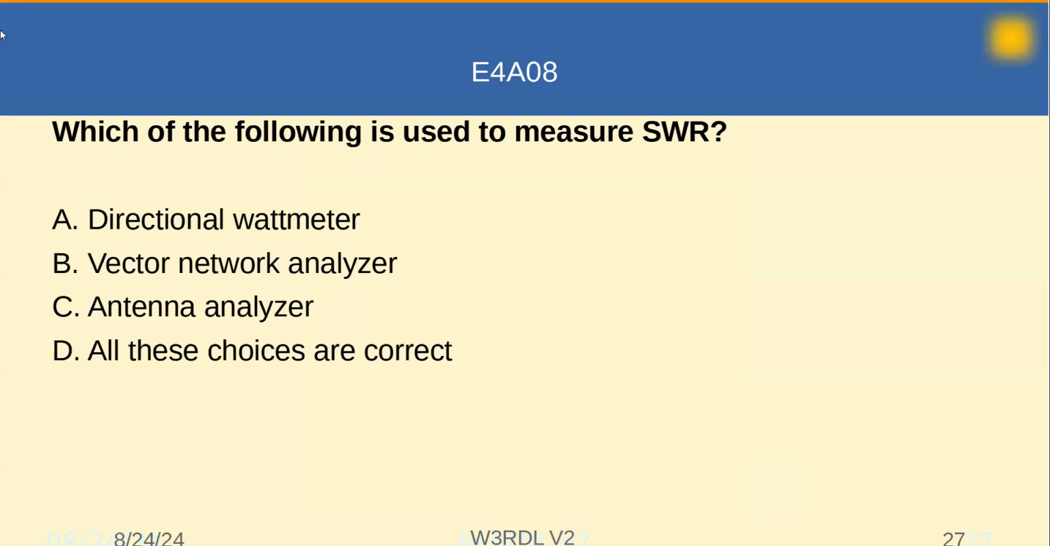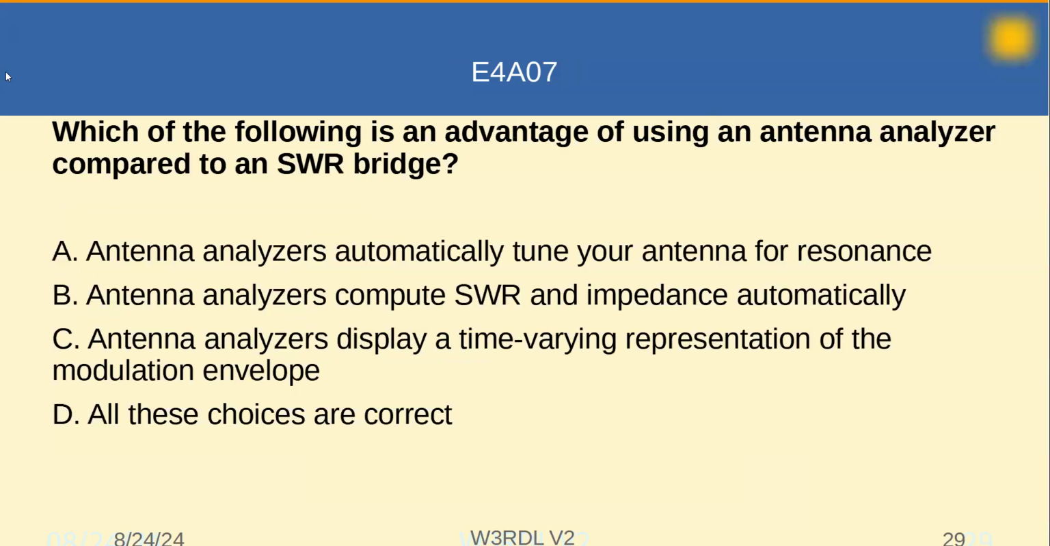Which of the following is used to measure SWR? We finally got a delta. Because we talked about directional watt meters before. You measure SWR with the ratio of the forward and reflected power, remember? Which of the following is an advantage of using an antenna analyzer compared to an SWR bridge? And the SWR bridge measures forward and reflected.